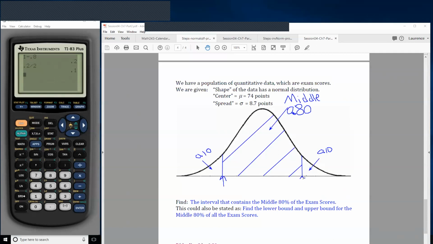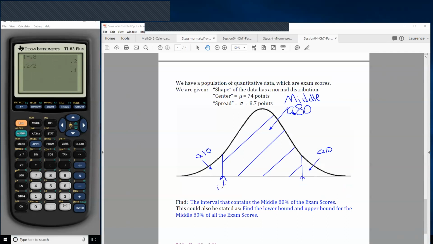Now you might be wondering, how come I have to do it twice this time? Because with the previous ones, they went off to infinity. So we knew what one of the ends were. When you give an area in the left tail, I know the lower bound's negative infinity. I only have to find the upper bound. If it's in the right tail, the upper bound's positive infinity. I only need to find the lower bound. But here, I got to find both of them. Well, that's okay. Inverse norm makes it pretty easy.